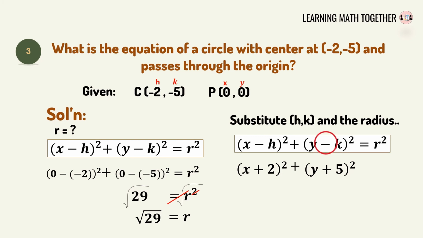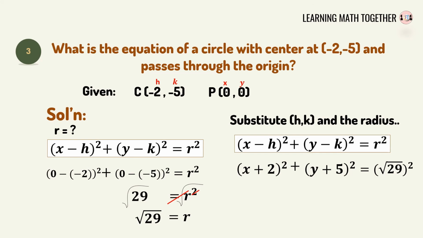Take note, minus and negative here. If you simplify it, it is automatically positive. So it becomes y plus 5 raised to 2. And then just substitute the value of the radius that we have, square root of 29 squared.